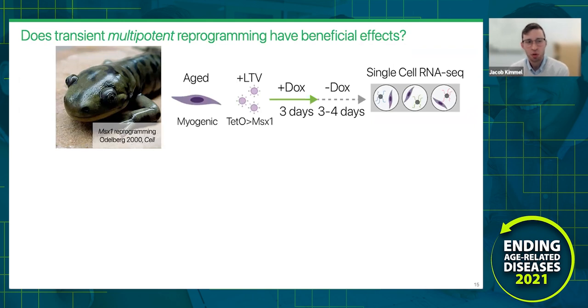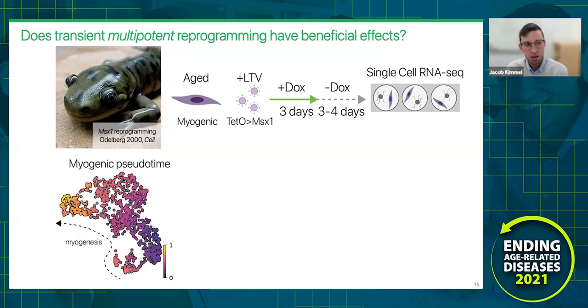So to set this up, we performed an experiment where we took aged myogenic cells, we treated them with an inducible form of this transcription factor, and exactly the same as we've done for the Yamanaka factors, we pulsed it for a few days and then turned it off for several days and read out the effect by single-cell RNA sequencing. So in these cells, we captured a rich myogenic trajectory. These cells differentiate in their culture condition. And it's well known that aged cells differentiate less well than their young counterparts.